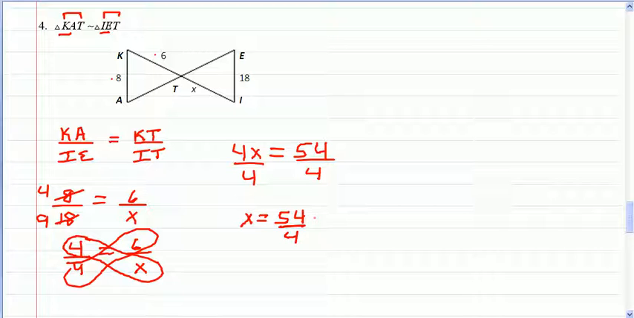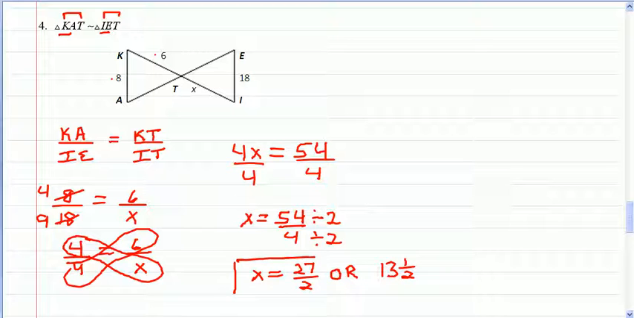Both numbers are even. You can go right to the long division, or you can divide both numbers by 2, and we get x is equal to 27 over 2. And if we convert 27 over 2 into a mixed number, we would get 13 and 1/2. So 27 over 2 is correct too. 13 and a half is another way to write the answer.